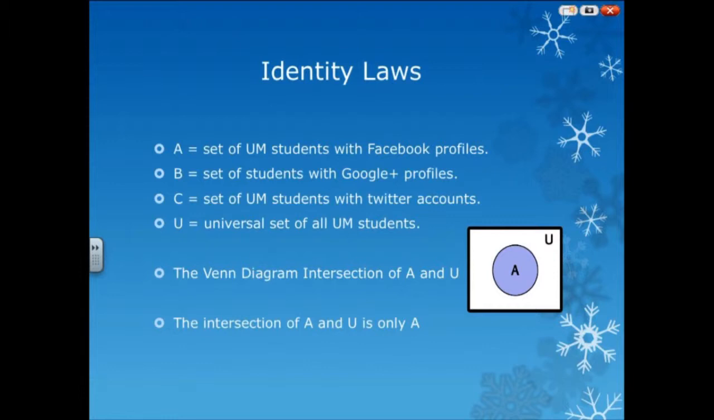For our real-world examples, we will let A be the set of UM students with Facebook profiles, B be the set of UM students with Google Plus accounts, C be the set of UM students with Twitter accounts, and U be the universal set of all UM students. With the Venn diagram, we see that the intersection of set A and U is A, since only the UM students with Facebook profiles are contained in A itself and part of the universal set.